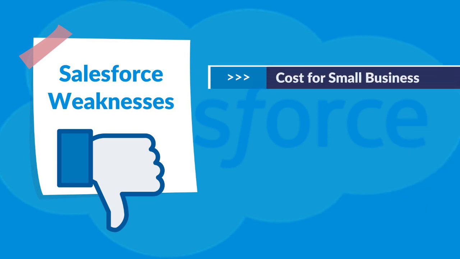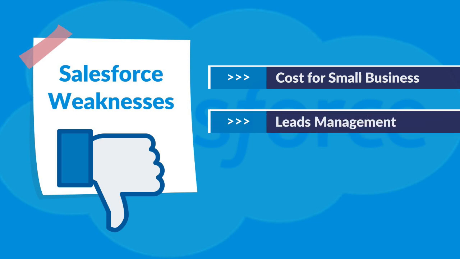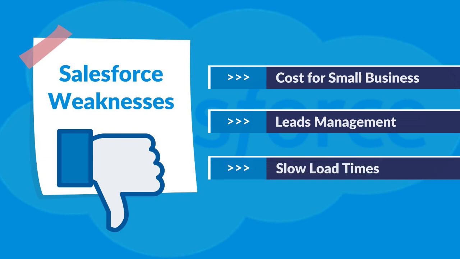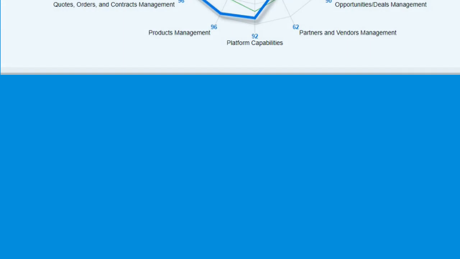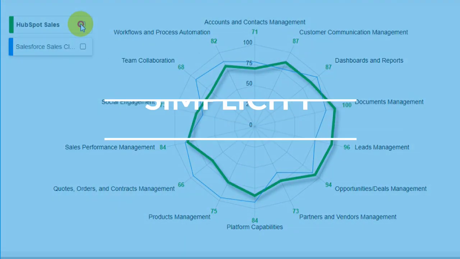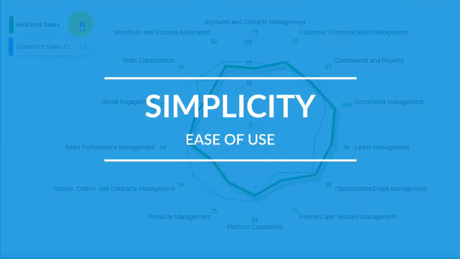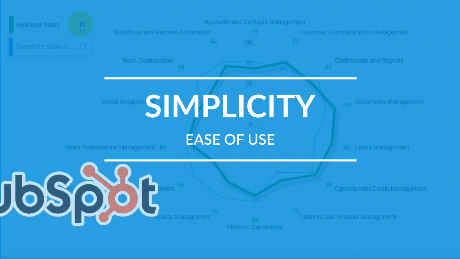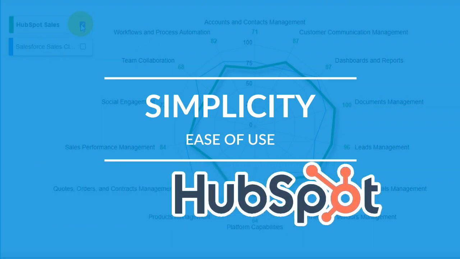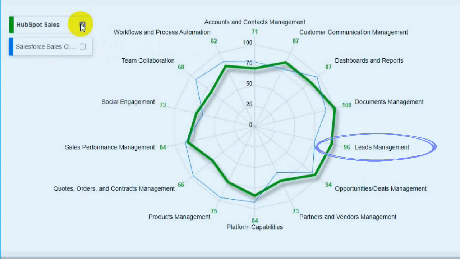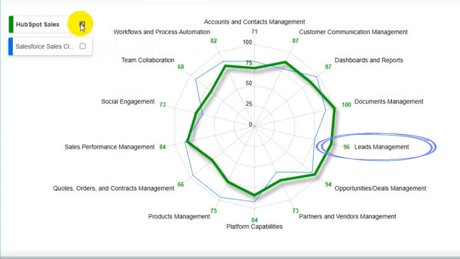It can get pricey. This is especially felt by smaller businesses. Leads management is a surprising weakness compared to other competitors that employ AI to provide lead and conversion intelligence. Slow load times are another factor noted by the majority of users. HubSpot's strengths include its simplicity, ease of use, and its seamless connection to its own top-tier marketing, content, and customer service applications. It beats Salesforce for leads management with more robust AI driving lead analysis and conversion intelligence.